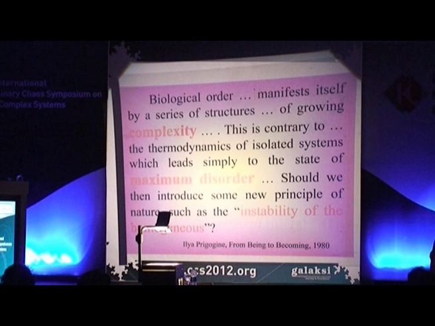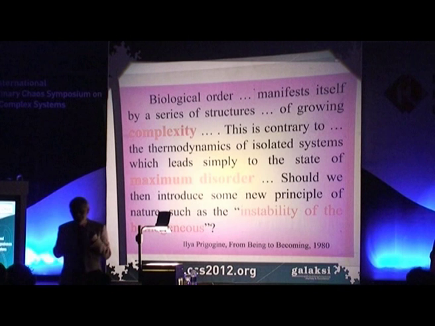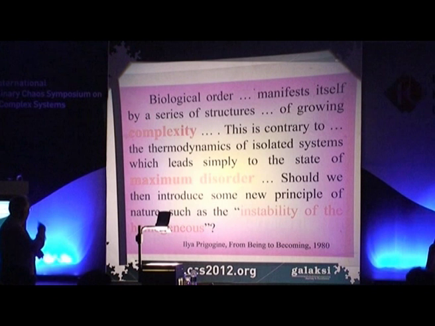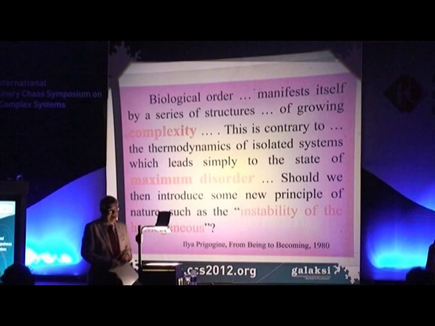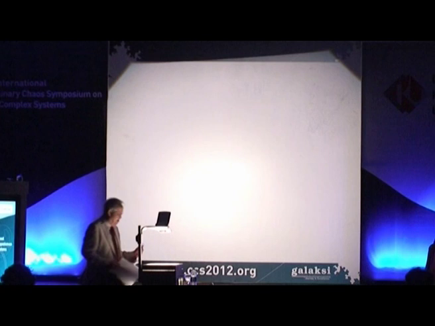So Prigogine asks, should we then introduce some new principle of nature, such as the instability of the homogeneous? So like Schrodinger, he deeply believes that there is some principle, but he doesn't know what. So he would call it instability of the homogeneous. And you will see today that instability of the homogeneous is the edge of chaos. That is the connection for my talk here.